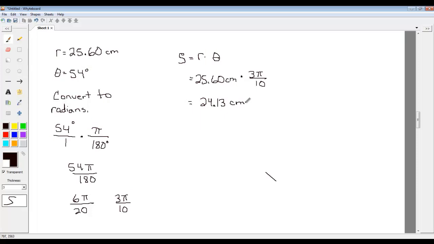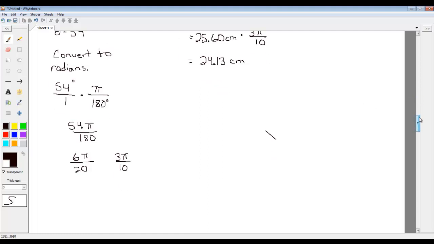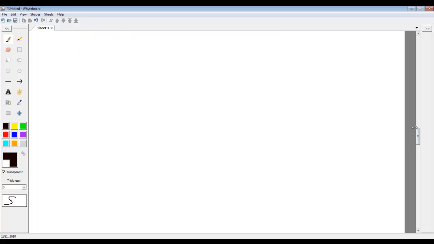And there you go. So we found the arc length of a circle. If it has that same radius, but the angle this time is 54 degrees, the length of the arc intercepted would be 24.13 centimeters. Okay. Let's use the newfound knowledge to do some applications.